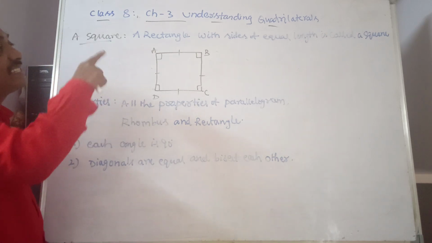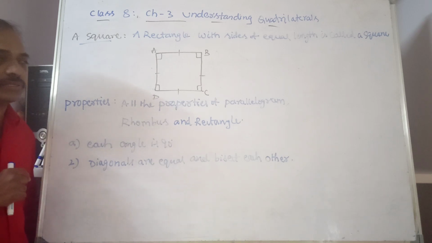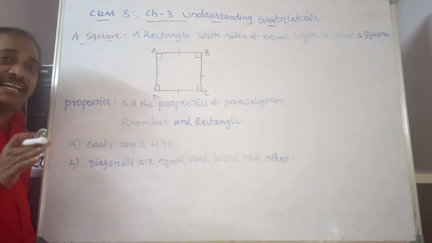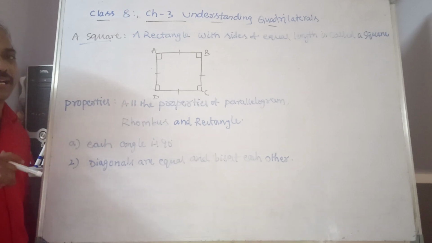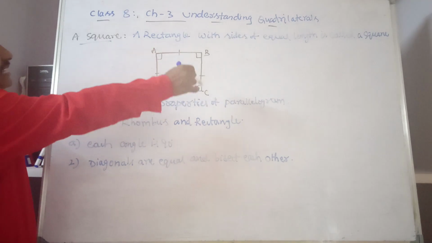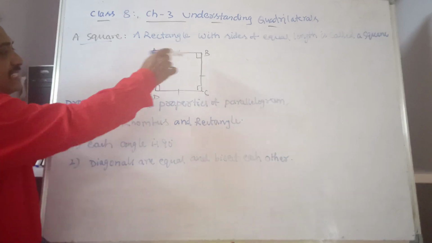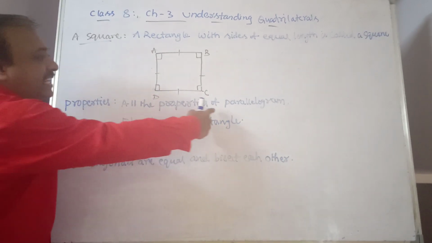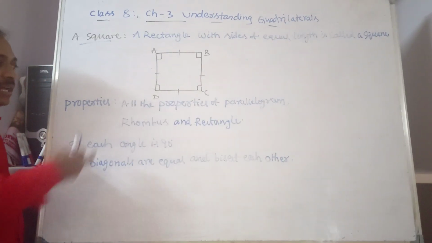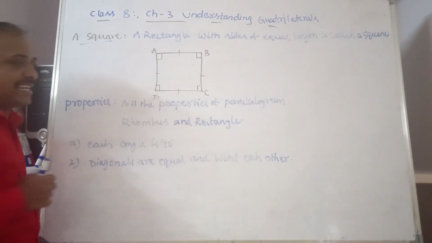Then if all sides are equal, it becomes a square. When the rectangle, that is a parallelogram, has an angle of 90 degrees, then it becomes a rectangle. So ABCD is a square. All sides are equal. Now when it comes to the properties, it has all the properties of a parallelogram, rhombus and a rectangle.